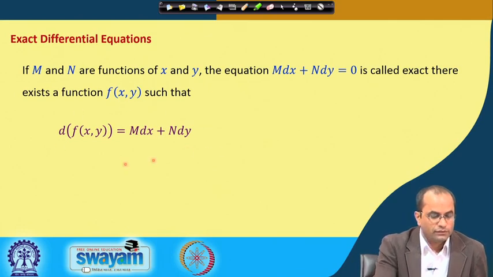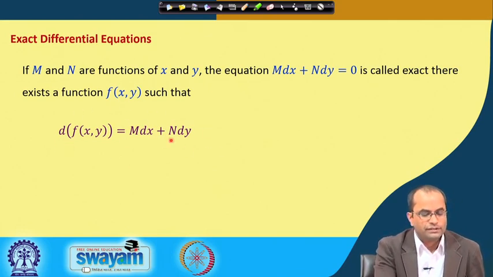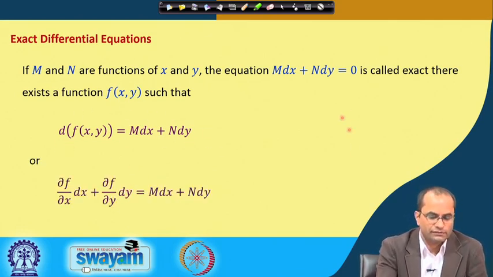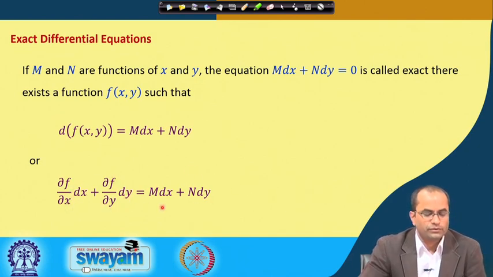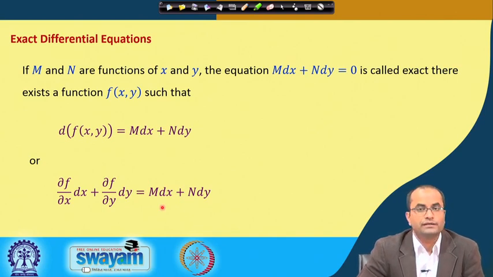So, either we find this f whose differential is this, or in other words, as we have discussed already, this differential is defined as the partial derivative with respect to x times dx plus the partial derivative with respect to y times dy. It must be equal to this M dx plus N dy.